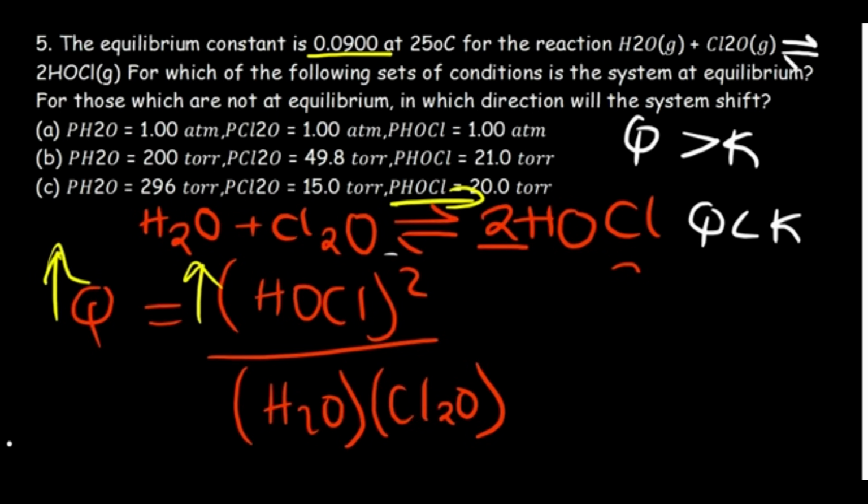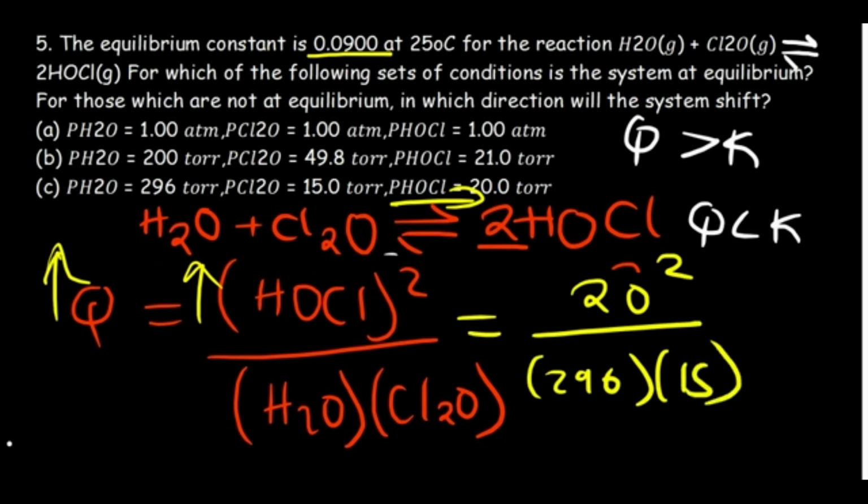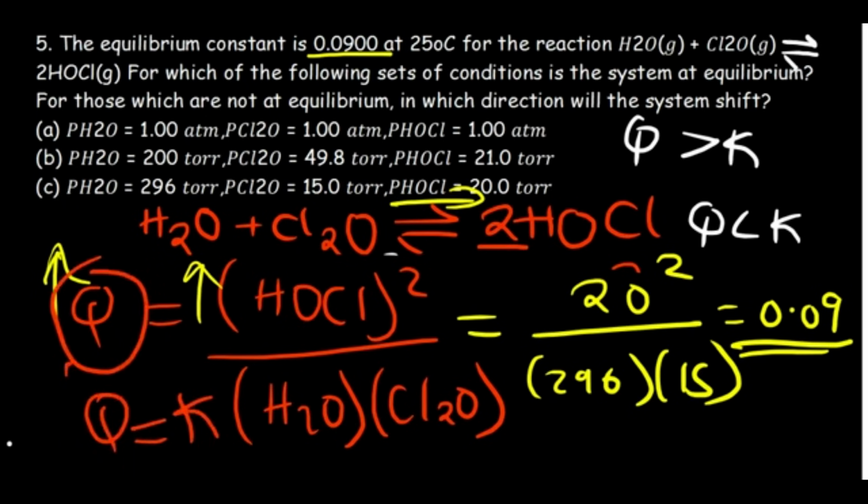Then finally, for C, what do we have? So for our product, we have 20 squared over our reactants, we have 296 multiplied by 15. So 296 multiplied by 15, divide that into 20 squared. So here I'm getting a value of 0.090009. So approximately that is equivalent to the actual value that is given there. So in this case, we can therefore just say the system is at equilibrium, because the value of Q is equivalent to the value of K. So there it is at equilibrium, so there will be no shift in direction.